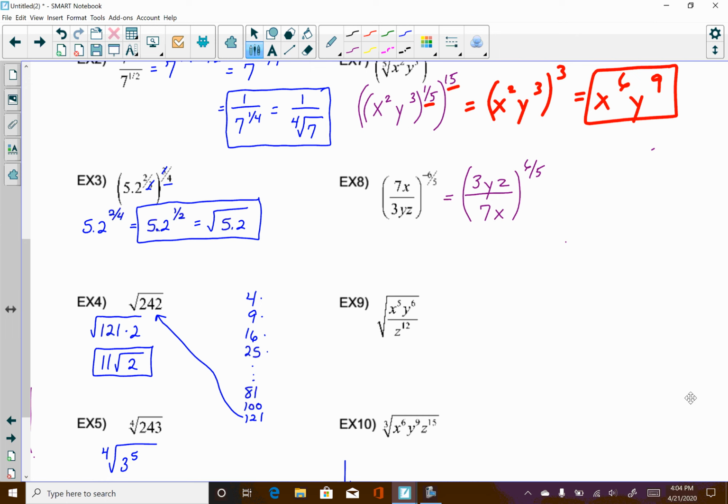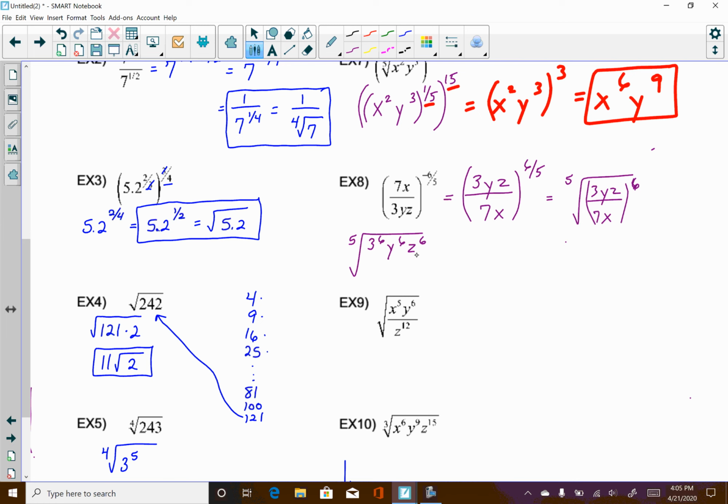Or, let's see the best way I want to think about this one. This would be the same as the 5th root of everything in there, 3yz over 7x, all raised to the 6th power. That's a 6 there. Here we go. All right, so if I do that, then we'll come over here. I've got the 5th root. I would have 3 to the 6th, y to the 6th, z to the 6th.